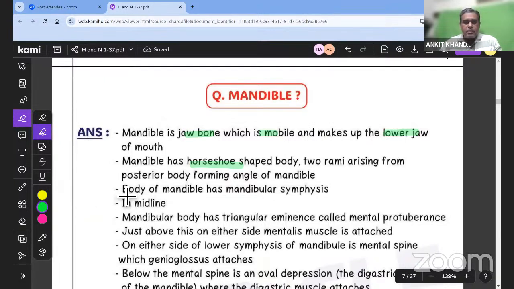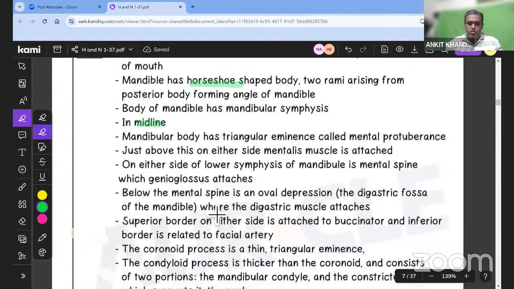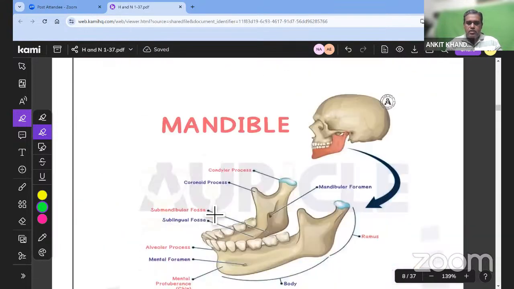So the body of mandible has a mandibular symphysis. This is the body, right? And where the two bodies meet, this is known as the mandibular symphysis. Theoretically, if someone asks you, it is a type of secondary cartilaginous joint. It lies in the midline. Then let me show you the image first of all, then we come to the other parts.